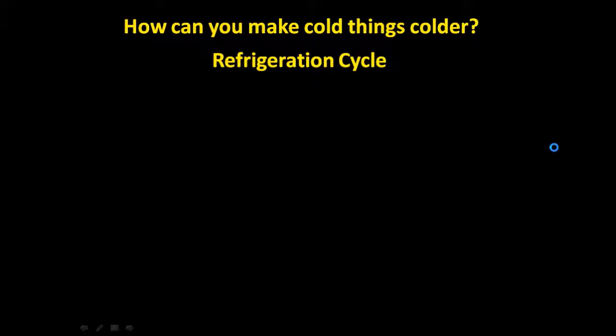Before that, let's describe why it's difficult. Heat always travels from hotter objects to colder objects. Make sense? When you put a cold object next to a warm object, the heat energy travels from the warm to the cold. So how do you make a cold thing colder when it's not in contact with anything that's colder? That's the trick, and that's where we use the refrigeration cycle.